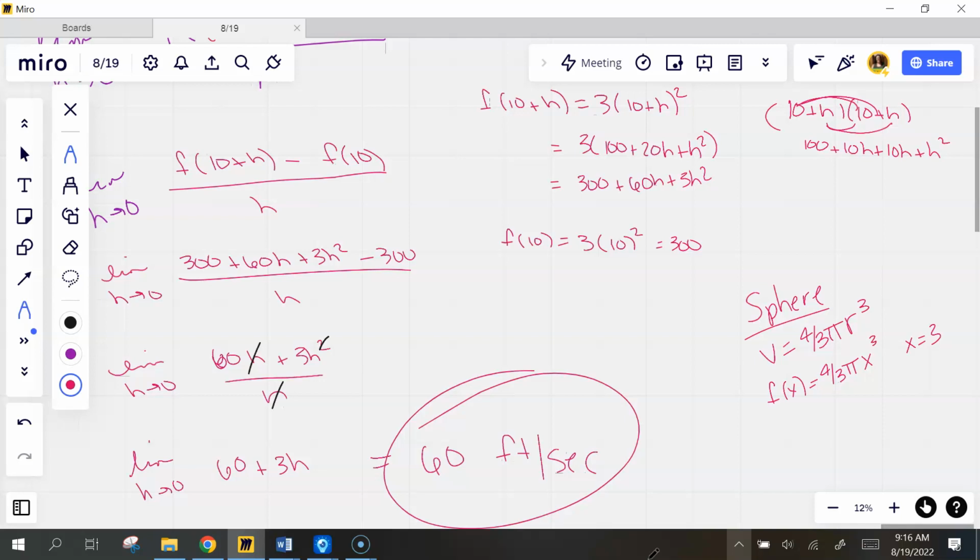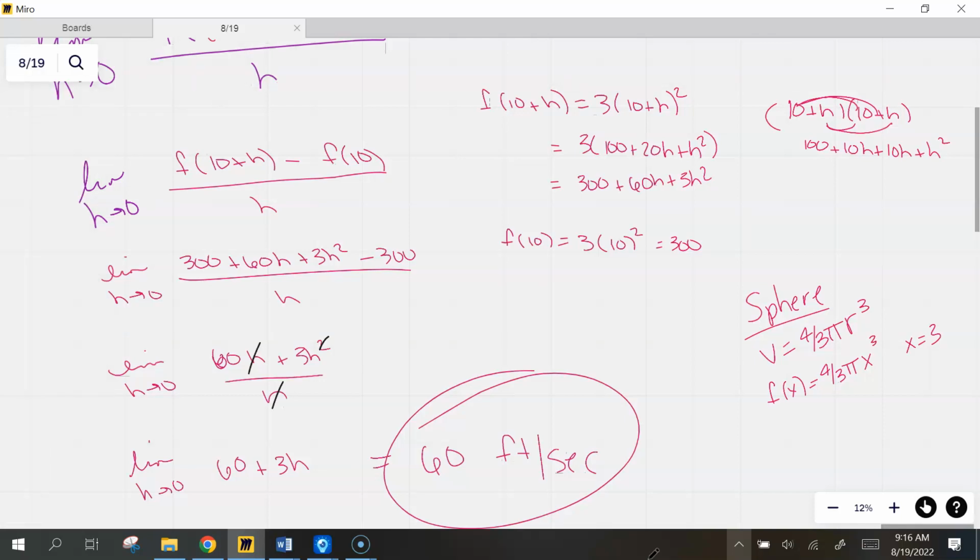If I ask you at what point is the tangent horizontal, what does that mean about a slope? What kind of slope does a horizontal line have? 0. So what you want to do is find where it equals 0. So you set that difference quotient equal to 0.